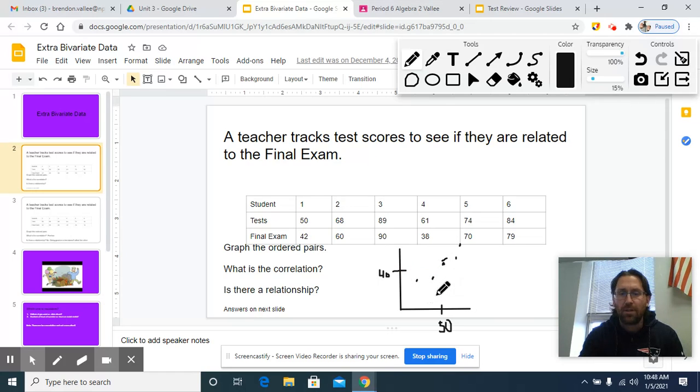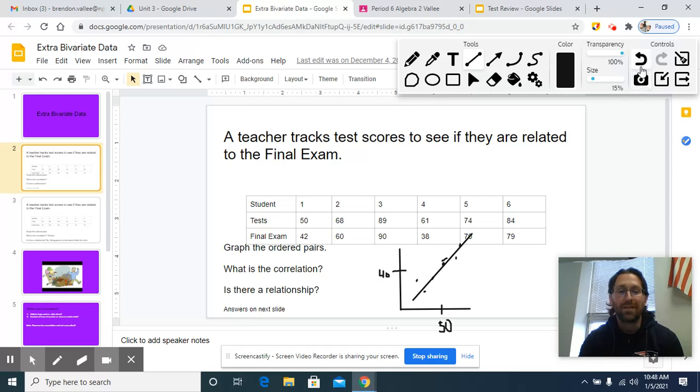Okay, so is there a correlation? Yeah, there's a positive correlation because I could make a line through a couple points, but they're all close to that line, and they're all going up and to the right, which would be a positive slope. So what is the correlation? It's positive. Okay, there's a positive correlation.